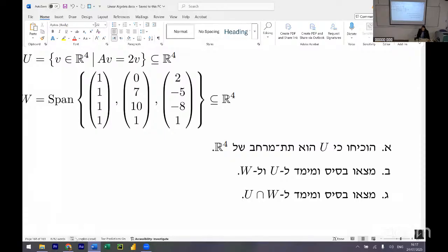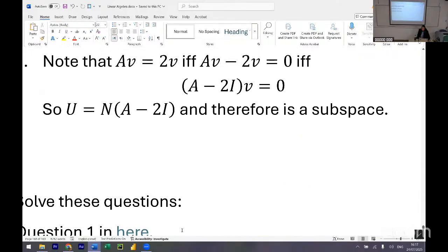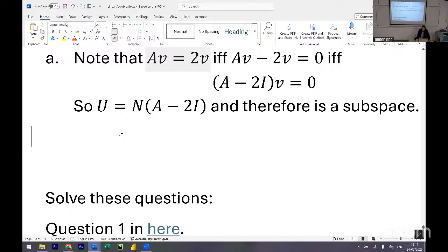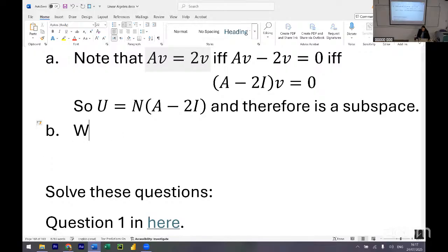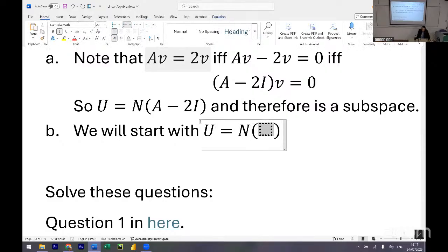And how can you practice such questions? These are question number 3, I think, in the Moed tests, in the teacher's tests. Okay, so let's go about it. Section B. We will start with U, that is the null space of A minus 2I.